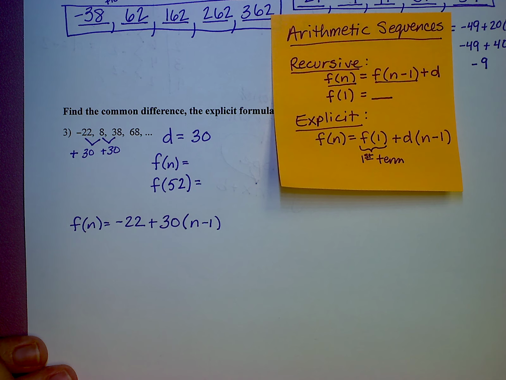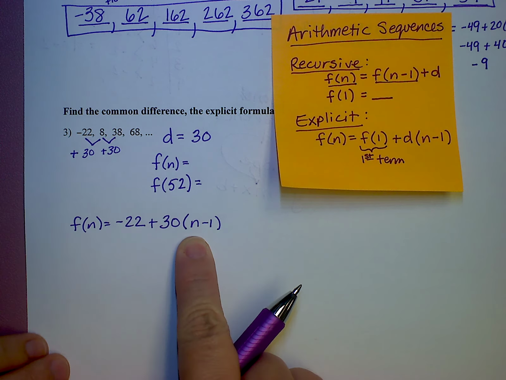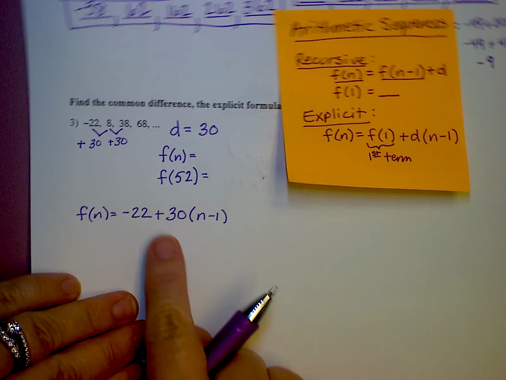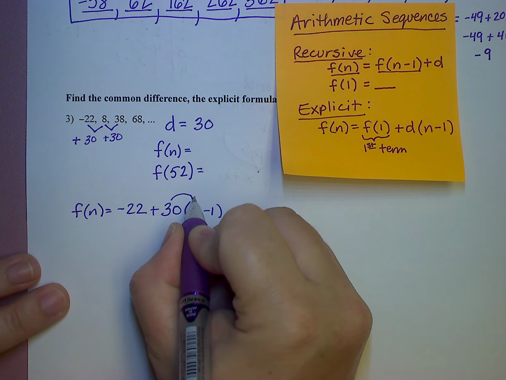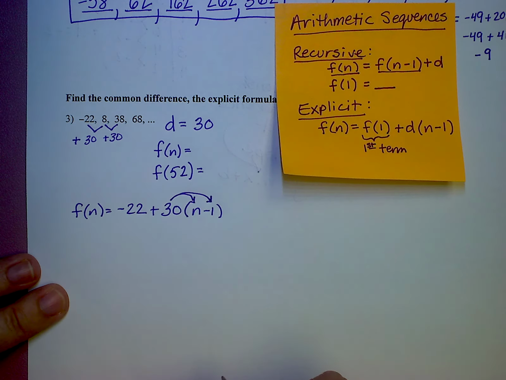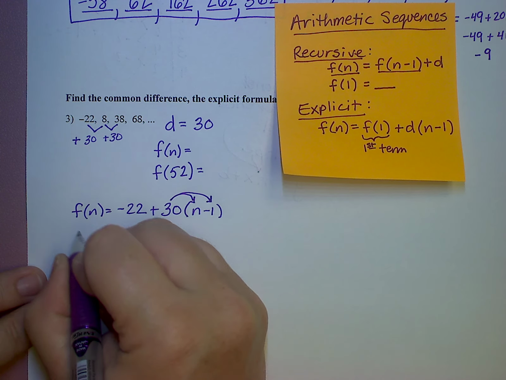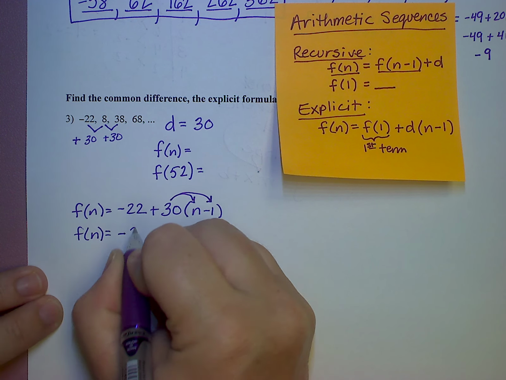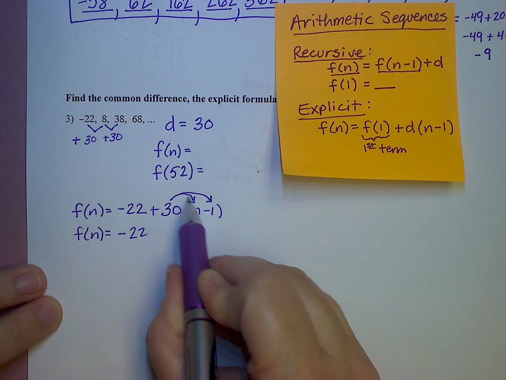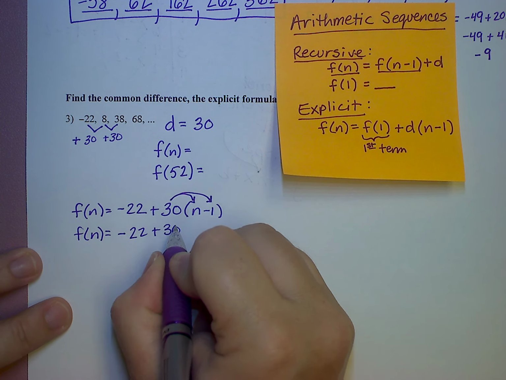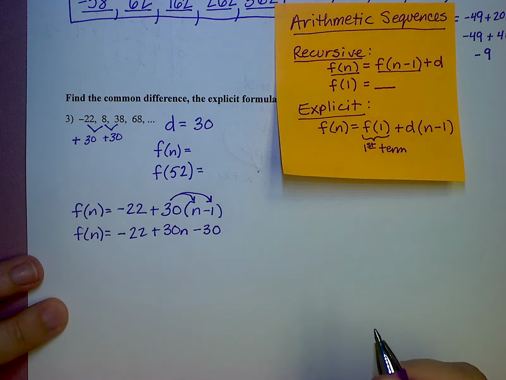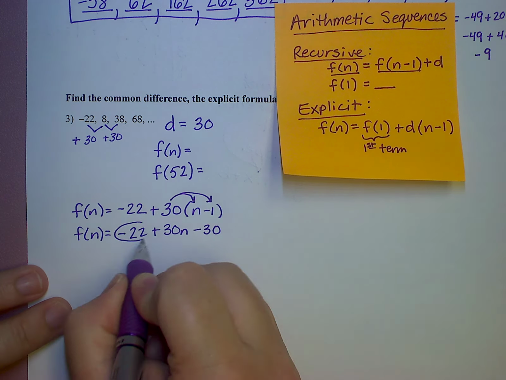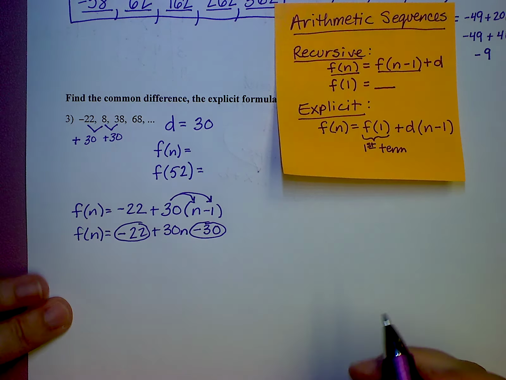So far, so good? Now again, this still does not look like the equation I was given up in number 2. Number 2 only had 2 terms in it. This has parentheses and some craziness. Well, I have to do a little bit of work here because I can use my distributive property to do some simplifying. That gives me f of n equals negative 22. What do I have here? 30 times n is 30n, and 30 times negative 1 is negative 30. And you are always going to have one set of like terms right there.